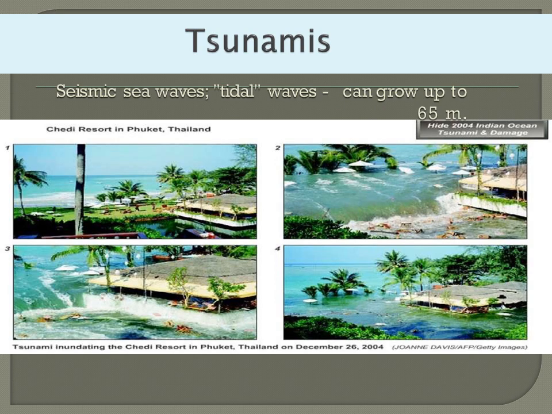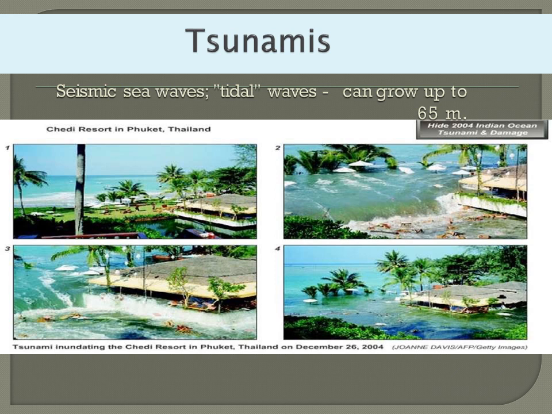Tsunamis mostly occur due to undersea nuclear explosions and undersea earthquakes. Due to this, the water in the sea or the ocean gets disturbed, and slowly the waves keep on rising. These sea waves, also known as tidal waves, can strike the coast of the sea, that means mostly the beaches.